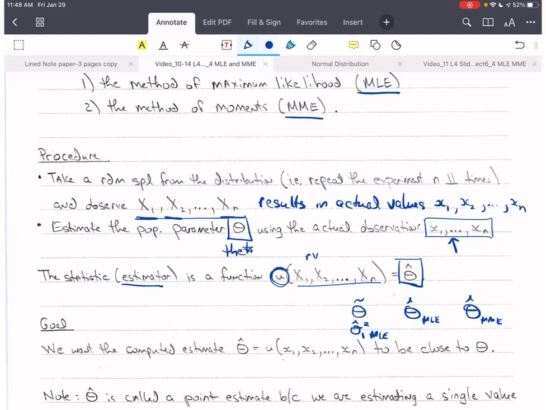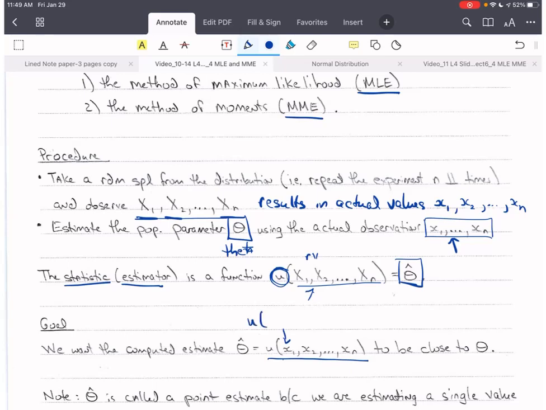So we have to be careful with our notation, not to make it too complicated. So I'll try to follow what the book does whenever I can remember. Okay, so we want the computed estimate theta hat. Remember that how we're computing it is using the actual values. But the statistic is a function of the random variable we're plugging in.